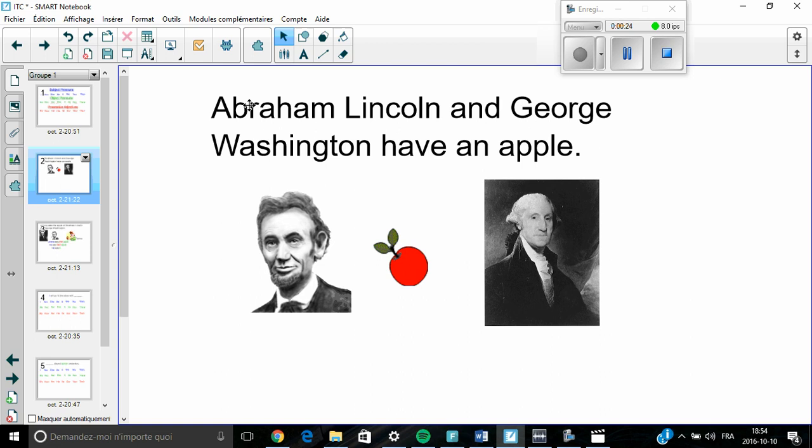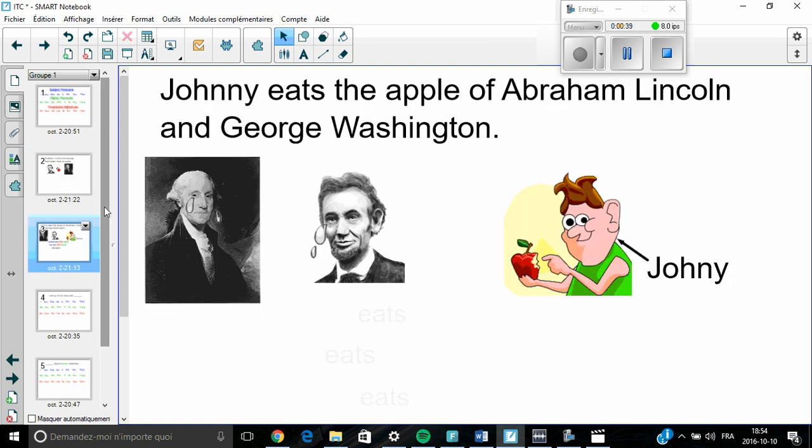Abraham Lincoln and George Washington have an apple. So you see here, Abraham Lincoln and here George Washington, they have an apple here. Good. So look what happens here. Johnny, this little guy right there, Johnny eats the apple of Abraham Lincoln and George Washington. So we see these two guys are crying.